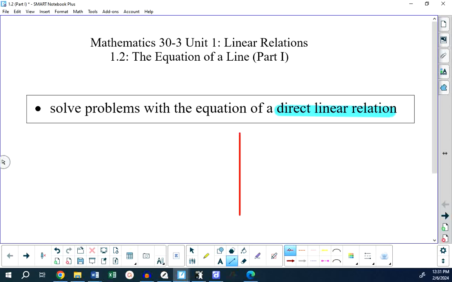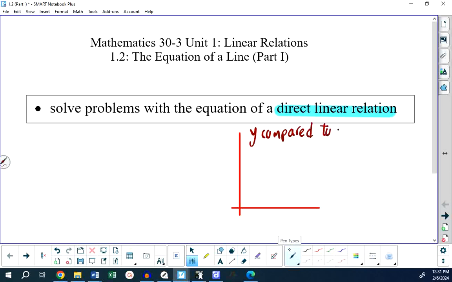Everybody think about when you have y compared to x. This is our y, this is our x. For direct linear relations, what does this graph look like? Have you got it, Daniel? Does it go through the origin? It does. So direct is a straight line, because it's linear, right? It's a straight line. But direct means it goes through the origin.